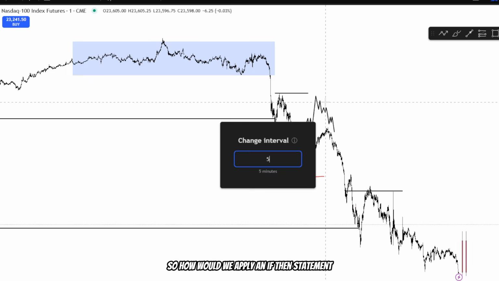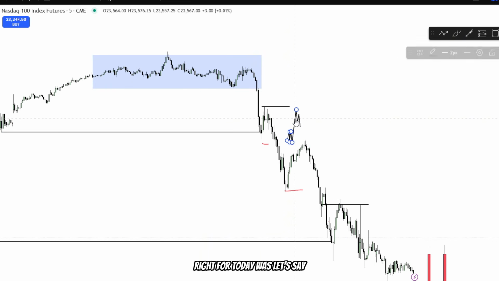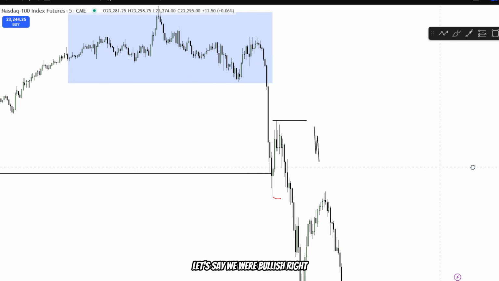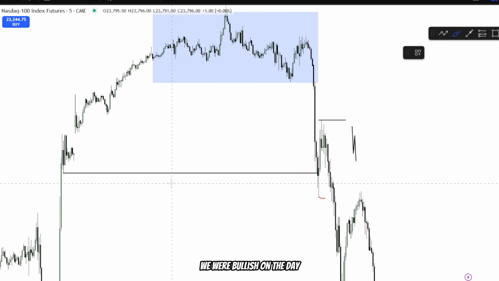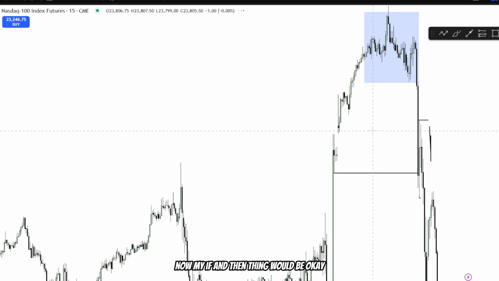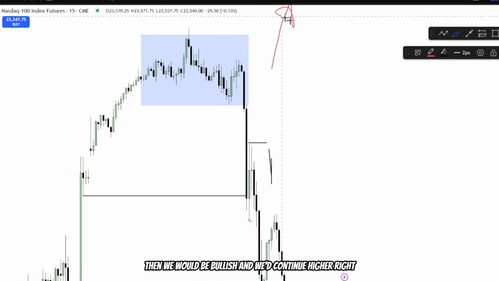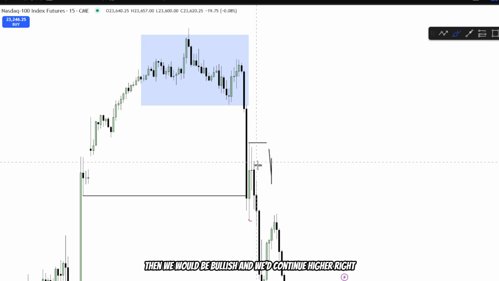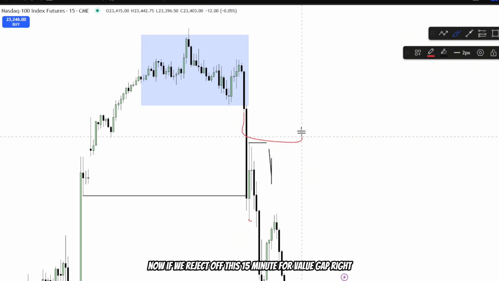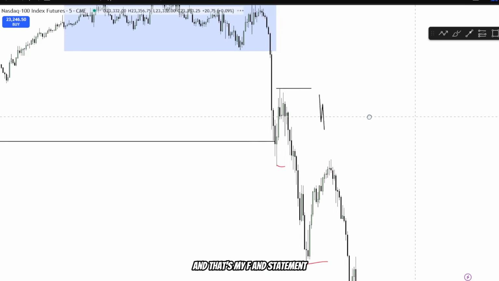how would we apply an if-then statement? So my if-then statement here for today was, let's say we were bullish on the day, and we tap into this 4-hour fair value gap. Now my if-then statement would be, okay, if we get a confirmation of a reversal, so a change in the state of delivery, then we would be bullish and we'd continue higher, right? Now if we reject off this 15-minute fair value gap and then continue lower, then I'd be bearish, and that's my if-then statement.